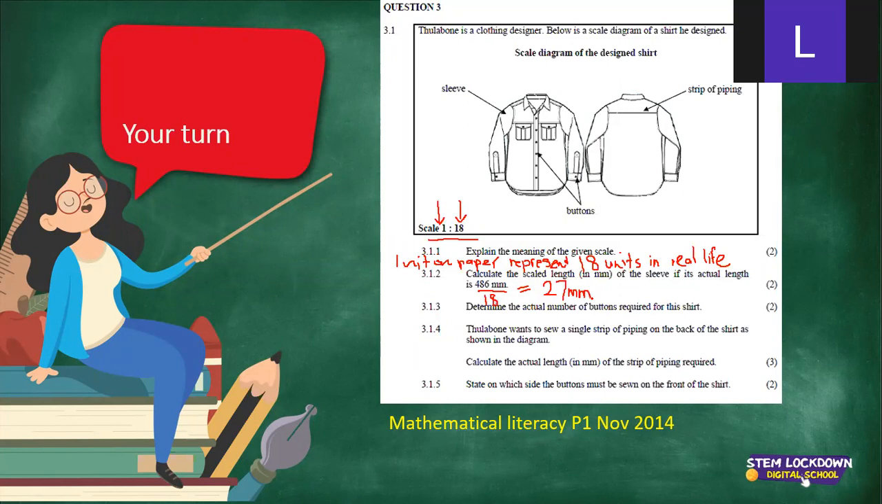Number 3, determine the actual number of buttons required for the shirt. How many buttons are required for the shirt? This one is actually easy. Only count the buttons that you can see, don't count the buttons that you cannot see. All of the buttons are shown on the front view, like this figure. How many buttons do you need for this shirt? I'll give you 10 seconds to count.